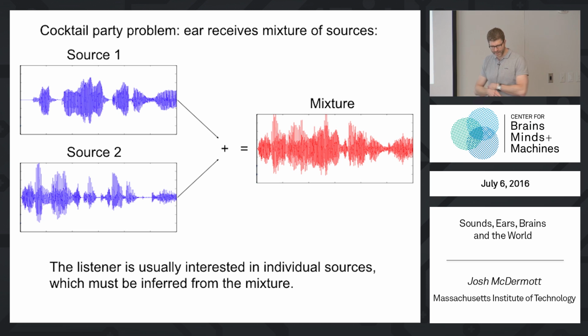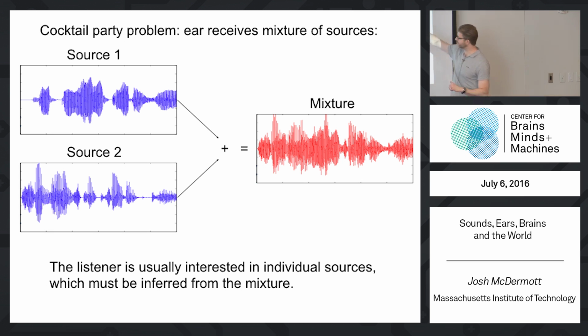One of the most commonly studied aspects of auditory scene analysis is what's known as the cocktail party problem. How many people have heard of the cocktail party problem? Okay. This refers to the fact that oftentimes when we listen, our ears are receiving a mixture of multiple sound sources in the world. In the classic version of the cocktail party problem, the different sources are different people talking.